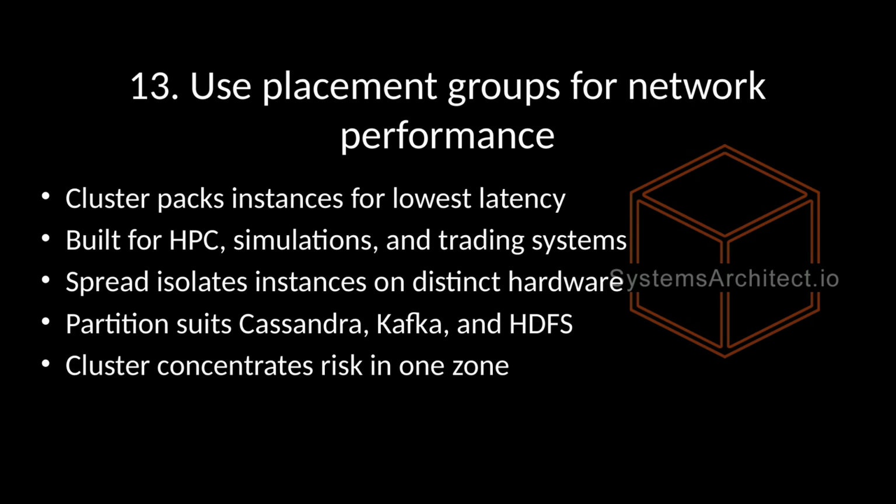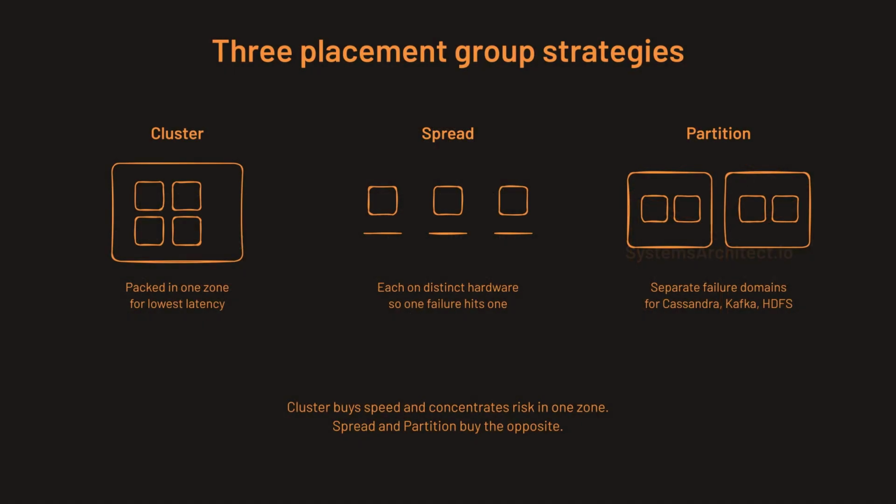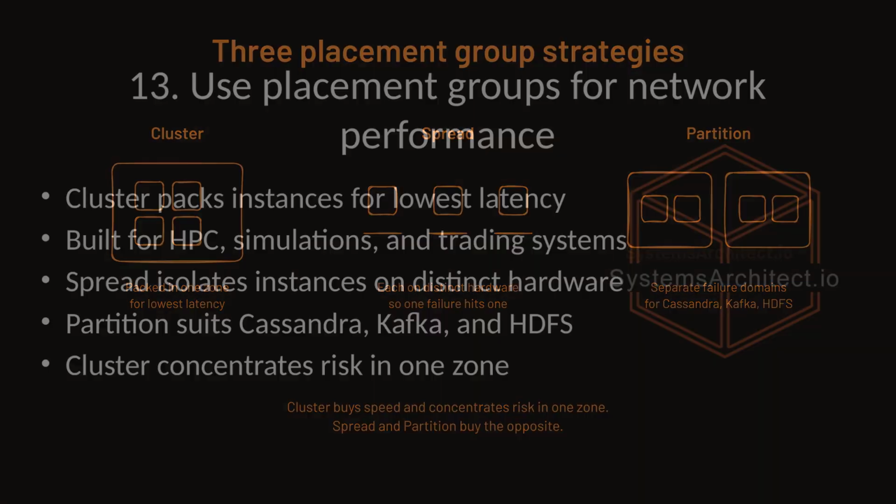13. Use placement groups for network performance. A placement group controls how EC2 physically positions your instances. Cluster packs them into one zone for the lowest latency, which high-performance computing and trading systems need.